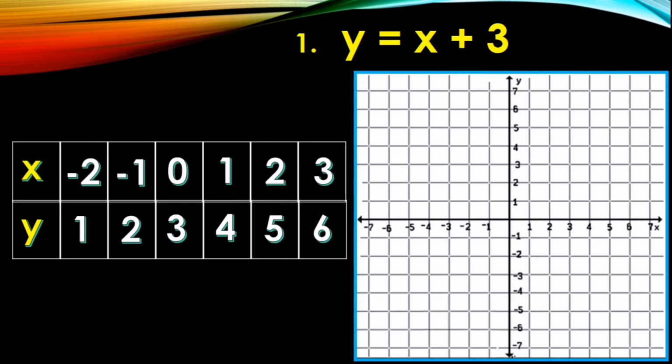The graph of y is equal to x plus 3. So we have here already the table of values, and we will plot this in the graph. So we have here the ordered pairs x, -2, y, 1. So -2, 1 is here, -1, 2 is here, 0, 3, 1, 4, 2, 5, 3, 6, and then we will connect it using a line. So this is the graph of y is equal to x plus 3.